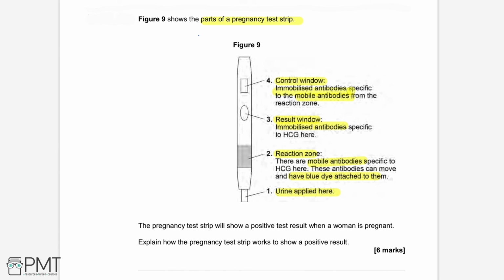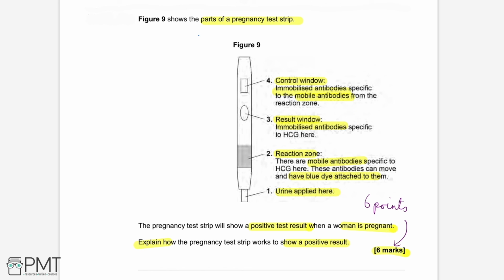Let's have a look at the first part of the question. The pregnancy test strip will show a positive result when a woman is pregnant. Explain how the pregnancy test strip works to show a positive result. So it's an explain question. So not only must we describe what is happening, but why, giving biological processes behind it. Now, it's a 6-mark question, and in this case we have to get 6 distinct points.